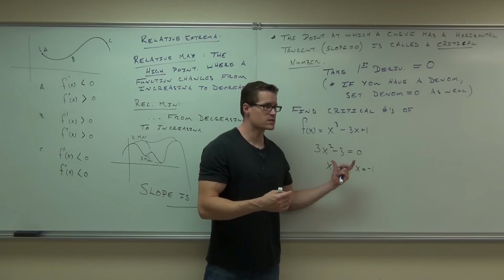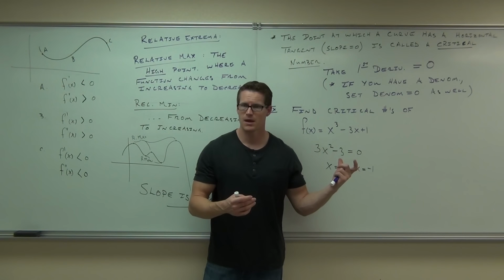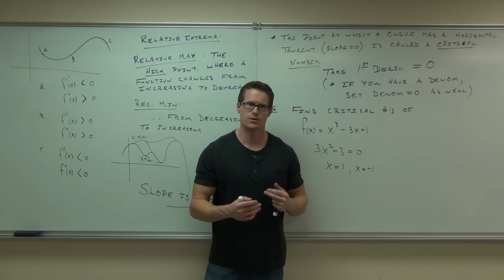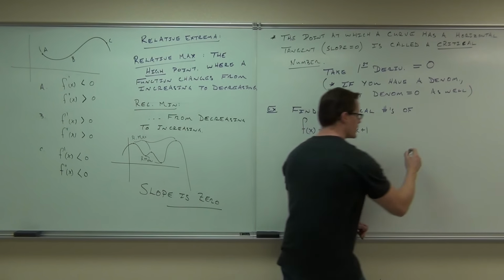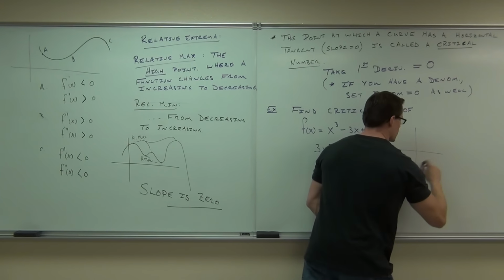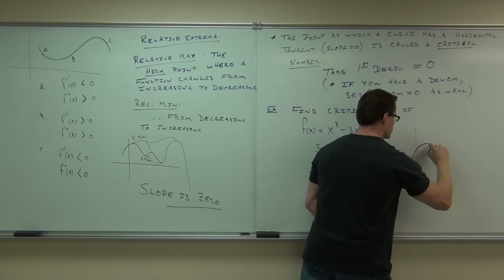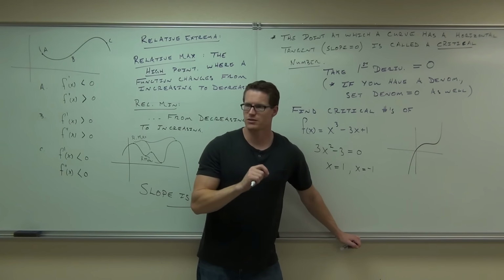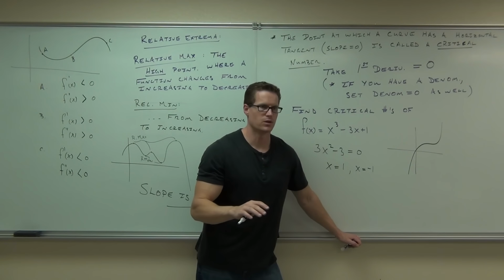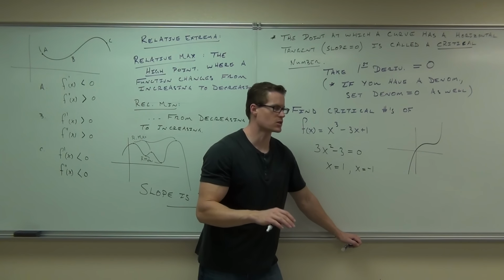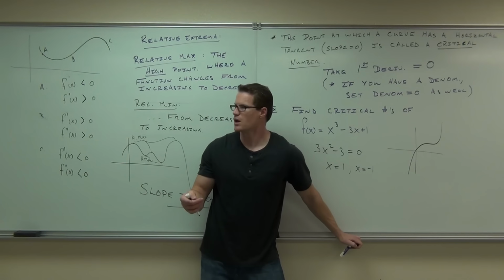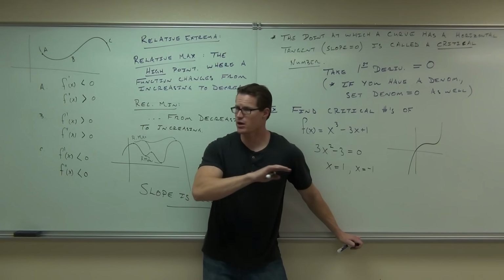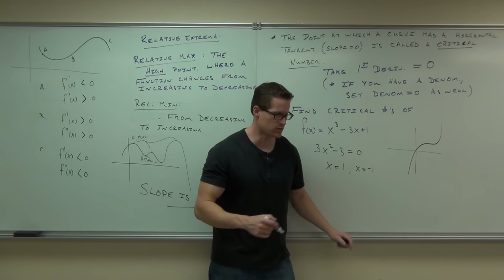Are these always giving you relative max and relative min? The answer is no, they're not. I've given you one example of that already. This right here is going to show up as a critical number. Is it automatically a relative max or relative min? No, there's some cases where it's not. So you really do have to check on those. I'll show you how to check on them later, but they're not automatically relative max or relative min.